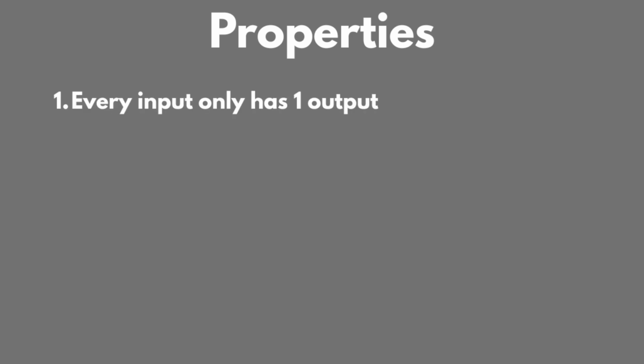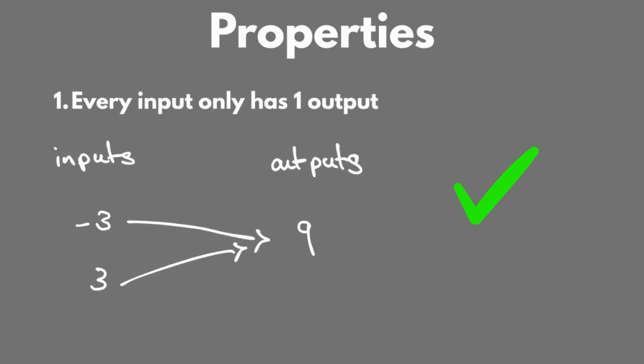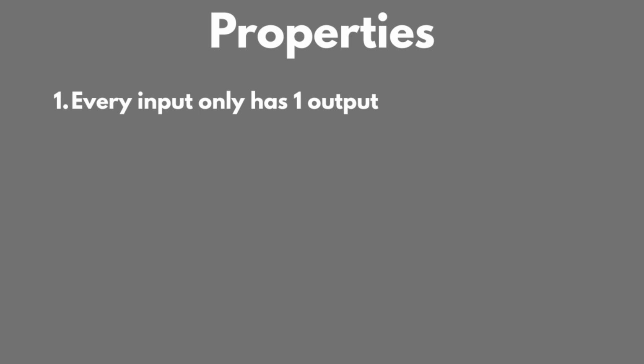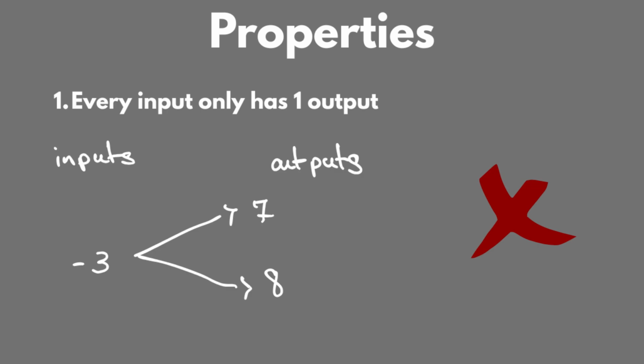1. Every input must have one output. Different inputs can have the same output. For example, if I have a function that squares the input that I give it, if I give -3 and 3 to the function, two distinct inputs, I will get the same output, 9. This can't be true the other way. It means that each input must have only one output. You cannot give a number like 3 to a function and get 7 and 8 as a result.